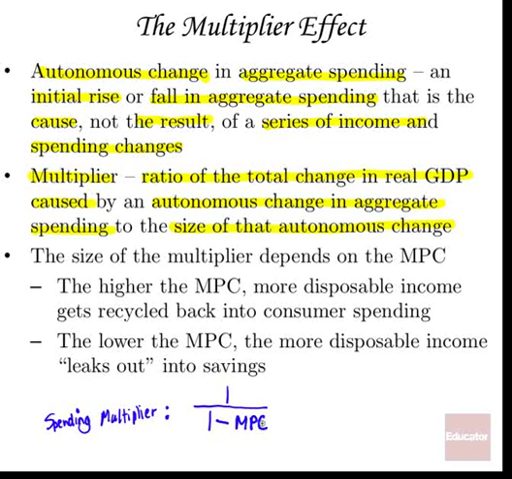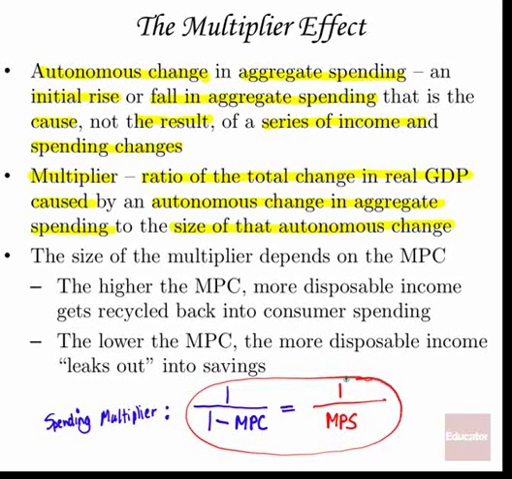So whatever it is, you get 1 minus the MPC, you take 1 divided by it, and that's the multiplier. Now, another way to rewrite this equation here is 1 over MPS, because we know that MPS equals 1 minus MPC, so MPS plus MPC equals 1. So this is basically saying the exact same thing, depending on how you want to look at it.